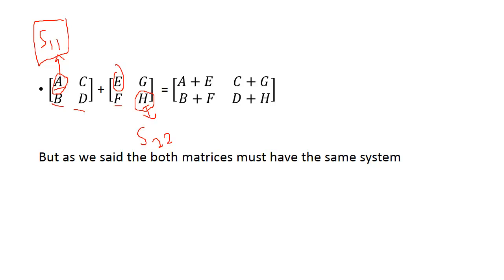But we can't make B plus G, because B here is S21 and G here is S12. So they must be at the same position inside the matrix.